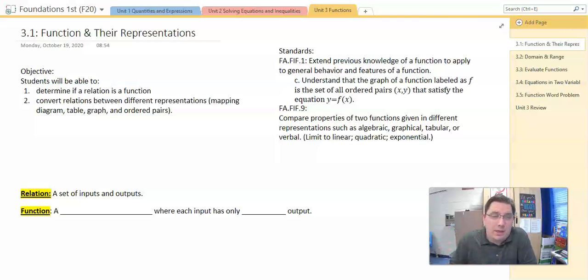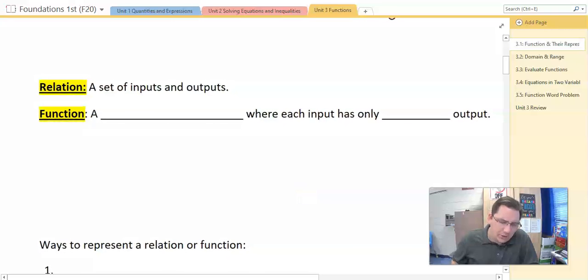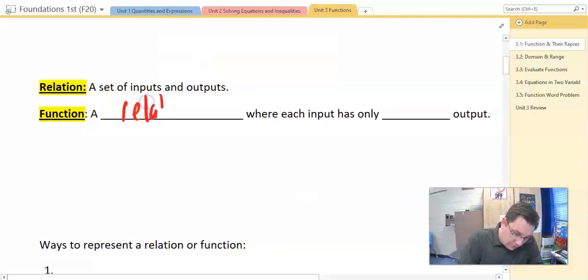And so we first need to look at two definitions. In these two definitions, we have that a relation is a set of inputs and outputs. Now, all that means is that we're dealing with two variables. One is the stuff that goes in, the other is the stuff that comes out. We might also see these terms as the independent and dependent variables. Okay? But what is a function? Well, a function is a relation, the term we just talked about, where each input only has one output.